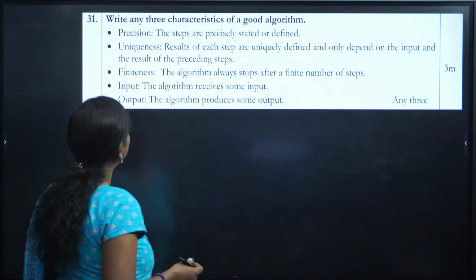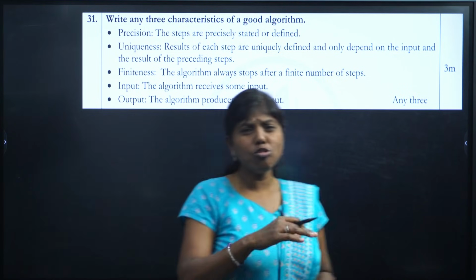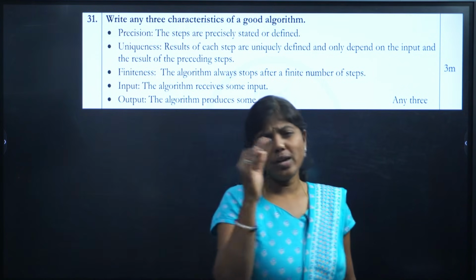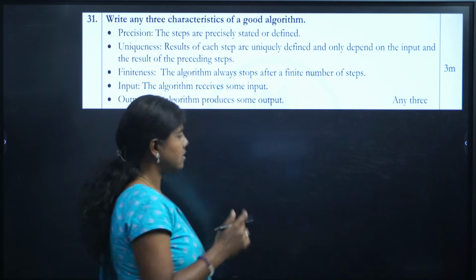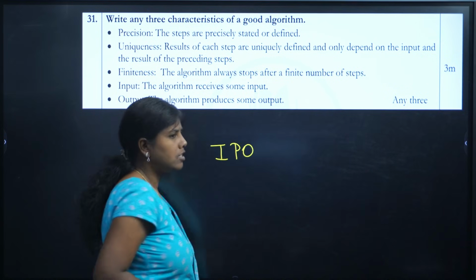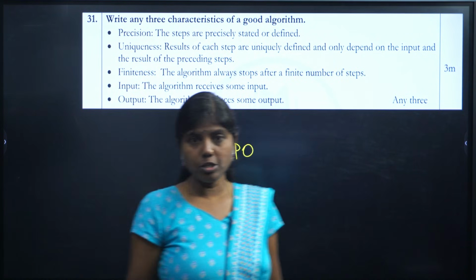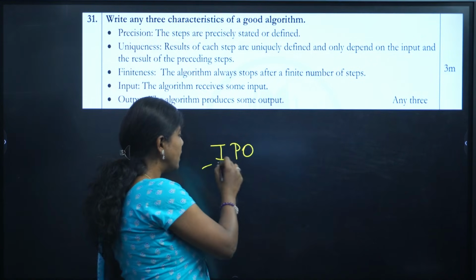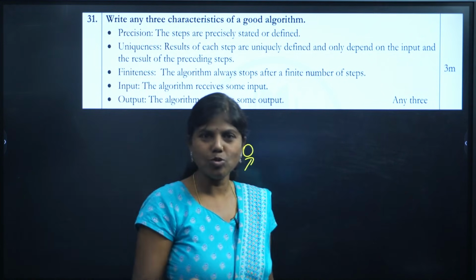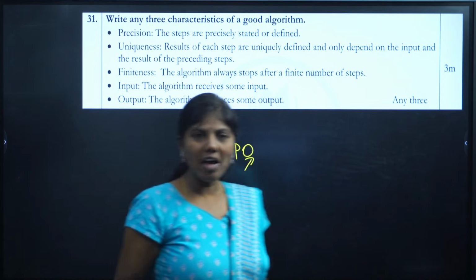Okay. So then we'll go for 3 characteristics of a good algorithm, and the most frequently asked question, students, I don't want you to miss this. It's a very simple question. What are the different characteristics of an algorithm? Just remember this, you will be able to answer it. What is IPO? It's very simple: input, process, output. Any good algorithm should have input and it should have output.